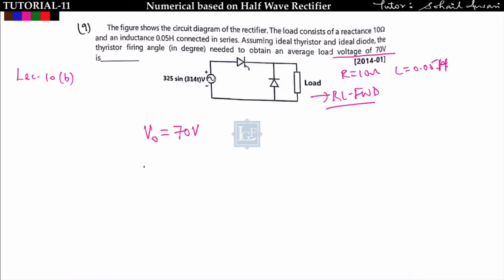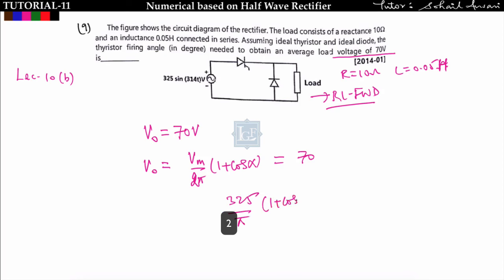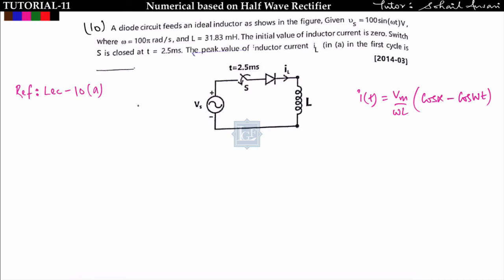So output voltage in case of RL with freewheeling diode, I was getting that is equal to Vm upon 2 pi into (1 plus cos alpha), and this is equal to 70 volt. Vm is nothing but 325, so 325 upon 2 pi into (1 plus cos alpha) is equal to 70. So alpha will come out to be 69.31 degree. This concept has been discussed in lecture number 10b. Go through that lecture to understand the concept. Now see the next problem.